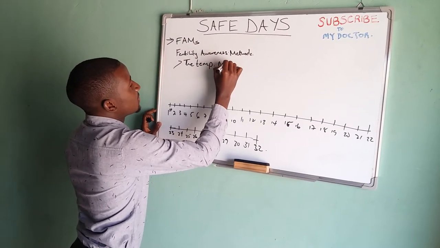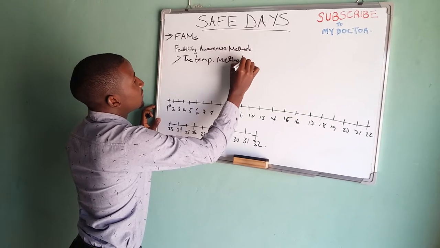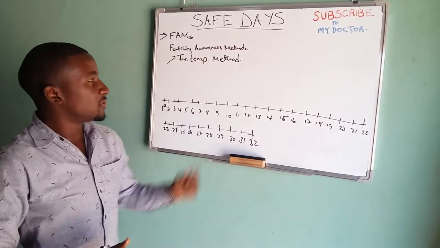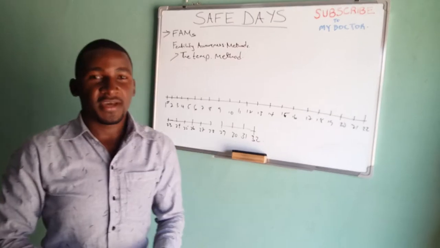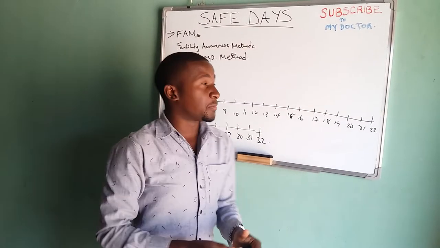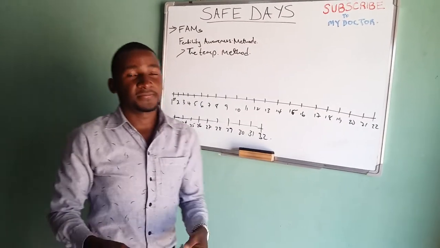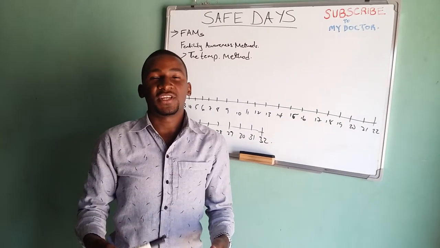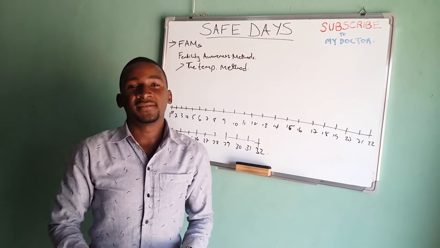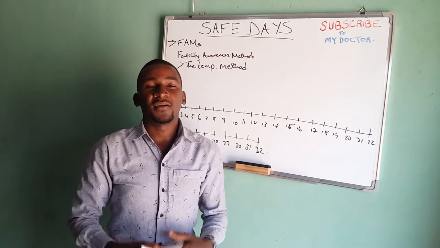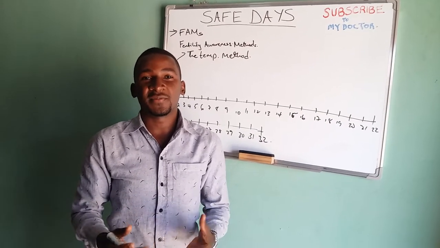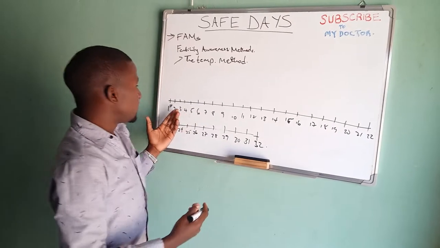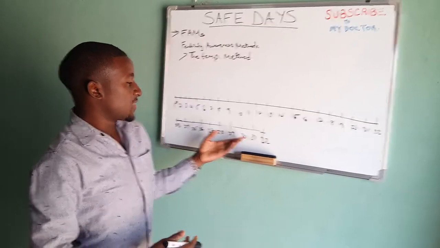The temperature method. And under this method, how do we use this method? Under this method, a woman is supposed to measure her temperature every morning, and the temperature is best taken when she has not yet gotten out of bed. Right after waking up, you take a temperature for each and every day up to the 30th day.